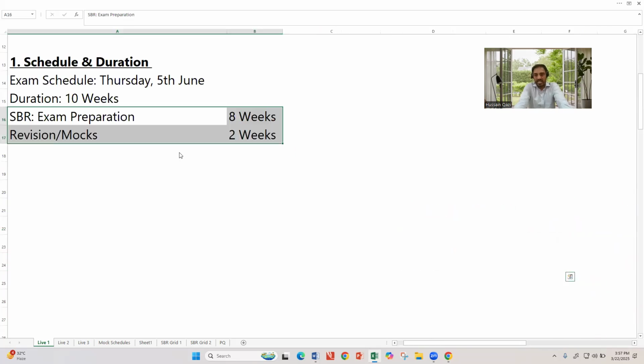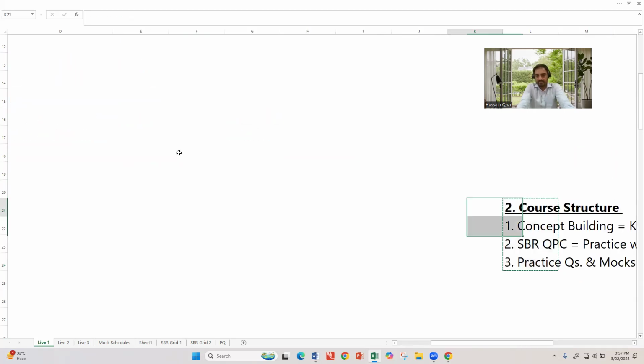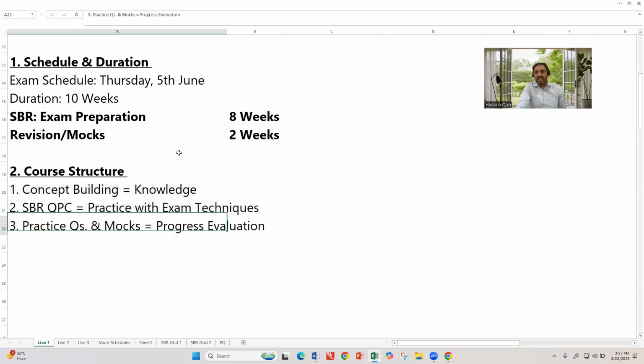The course structure. Listen carefully. Students, there are 3 variables, 3 inputs required if you really want to succeed. Number 1, concepts. Number 2, exam techniques. Number 3, self-practice and evaluations. All 3 components are equally important. If any one variable is missing, you will not be able to pass your exam.